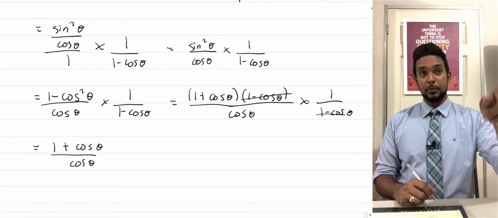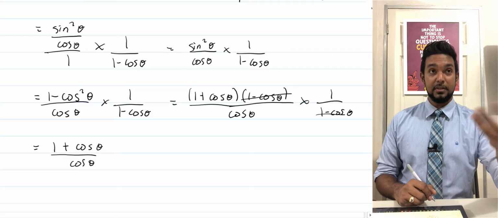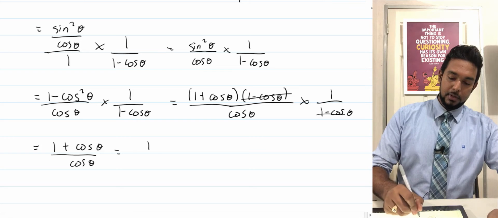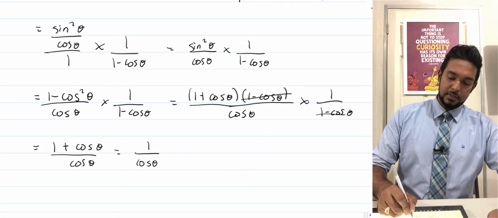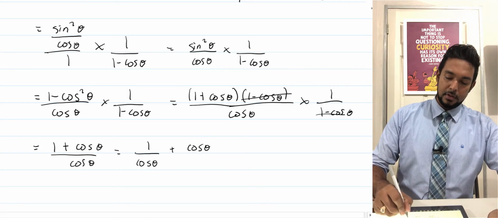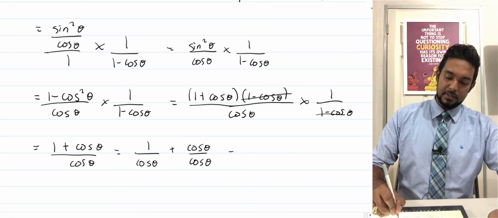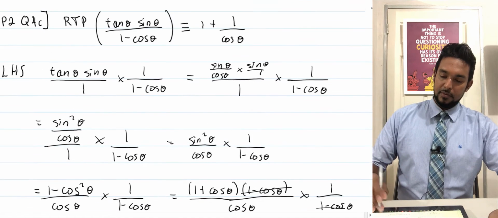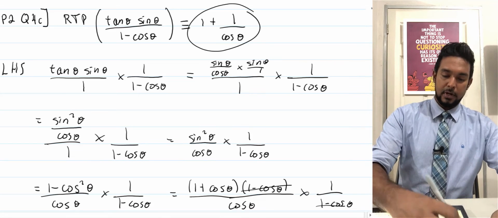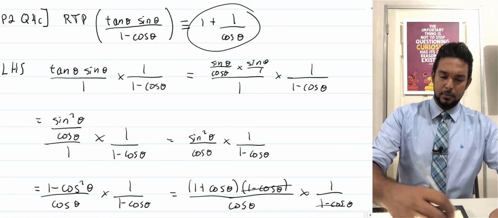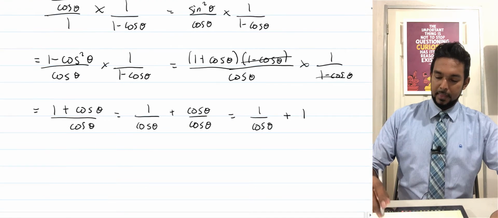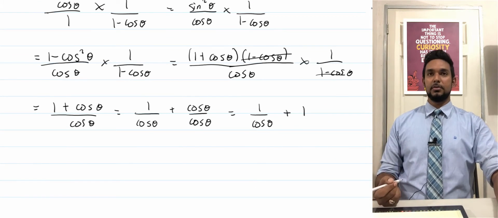And now this is where the decomposition of the fraction, splitting it apart, could come into play, right? So we could pull the 1 over cos theta by itself and then have cos theta over cos theta by itself. And guess what that will cancel down to? Cos theta over cos theta is 1. And we have gotten the solution, right? 1 plus 1 over cos theta is the same as 1 over cos theta plus 1.